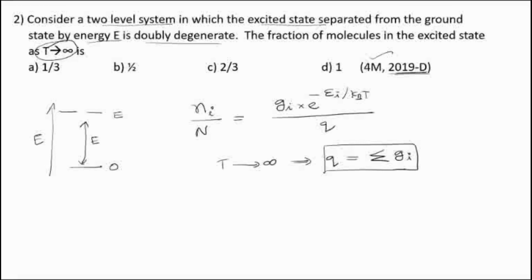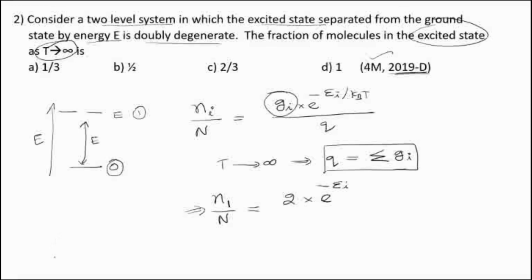Now if I introduce this here, they are asking the fraction of molecules in the excited state. Since it is only a two-level system, the fraction of molecules in the excited state is given as n1 by n. This is the ground state. I am representing the ground state as 0 and the first excited state as 1. So n1 by n, which gives you the fraction of molecules present in the excited state, is equal to the degeneracy of the excited state, which we have to put here. The degeneracy of the excited state is 2 into e power minus the energy of the excited state, which is capital E.